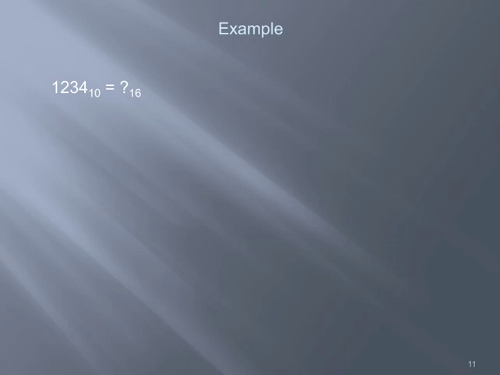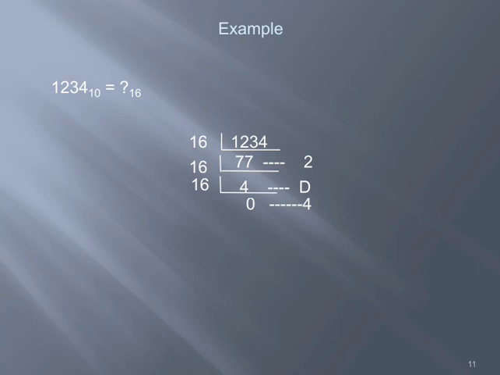For example, I am considering the same previous example, 1234. Dividing 1234 by 16, you will be getting 77 as quotient and 2 as remainder, and further dividing 77 by 16, you will be getting 4 as quotient and D, that is 13 decimal, as remainder, and dividing 4 by 16, you will be getting 0 as quotient and 4 as remainder. So the answer for decimal to hexadecimal: 1234 decimal will be equivalent to 4D2 hexadecimal. So this is the procedure.